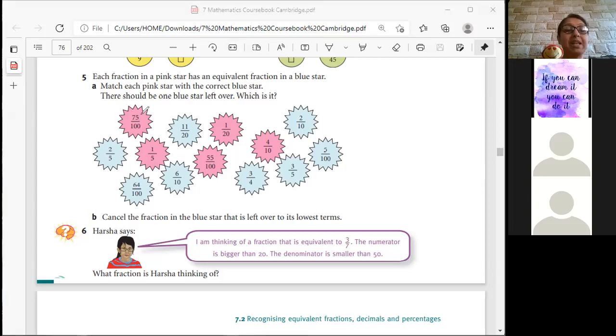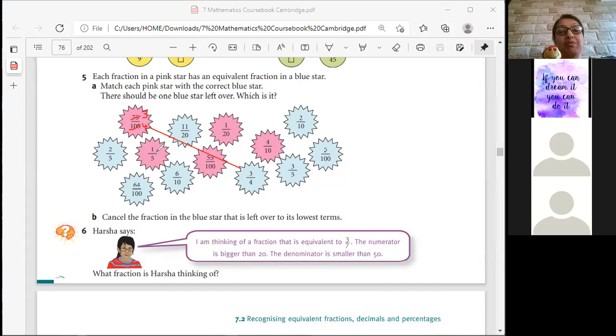Now, for example, if I start with this pink star, I know the table that is common is 25. So 25 threes are, and I can say 25 fours are. Do you agree? Yes. So do we have a blue 3/4 star? We do have. So this is that star. Am I correct? Yes, ma'am.